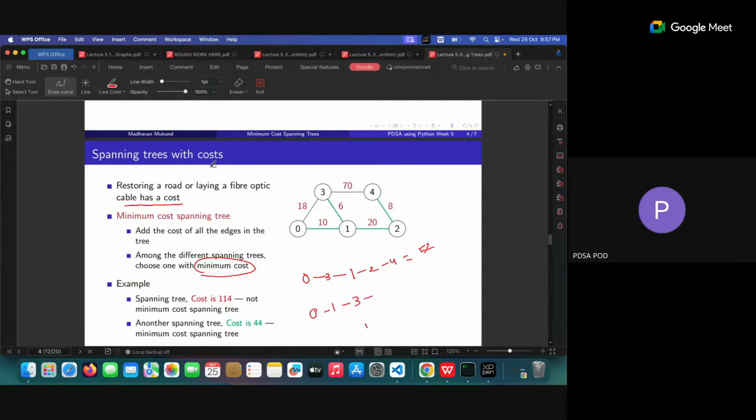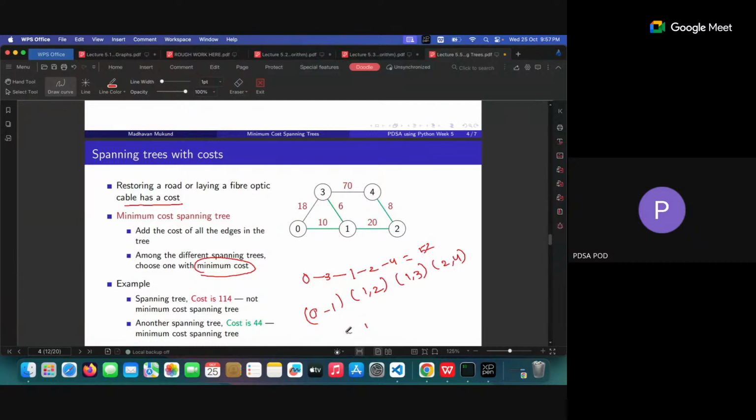Yes, exactly, perfect, because it's not a sequence. 0 to 1 is there. And then we have 1 to 2, another edge. And then 1 to 3 is there. And then we have one more edge, 2 to 4.